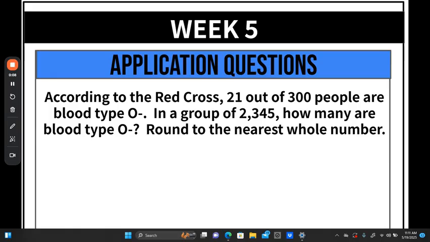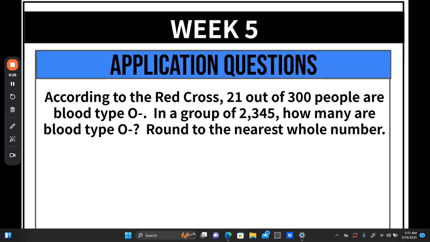So let's get started. According to the Red Cross, 21 out of 300 people are blood type O negative. In a group of 2,345, how many are blood type O negative? Round to the nearest whole number.